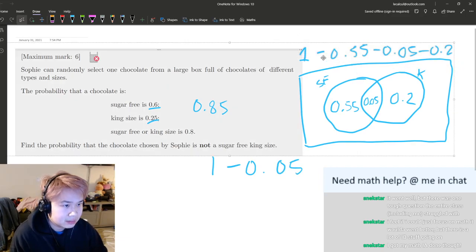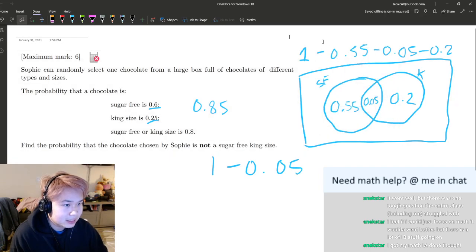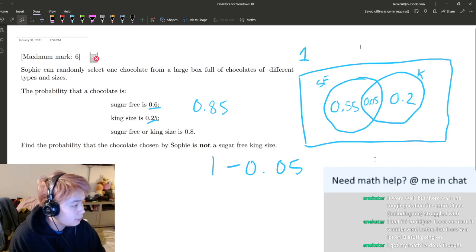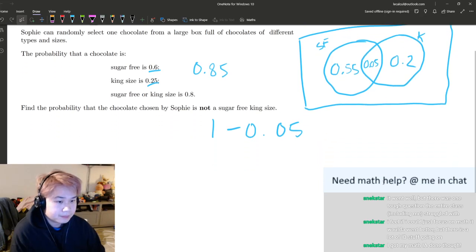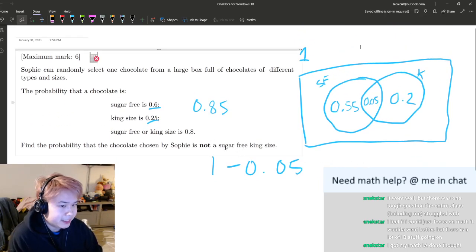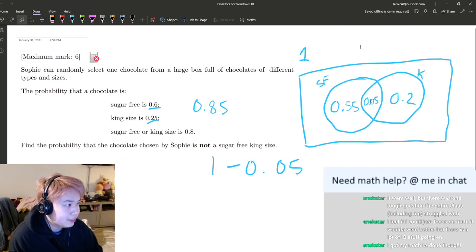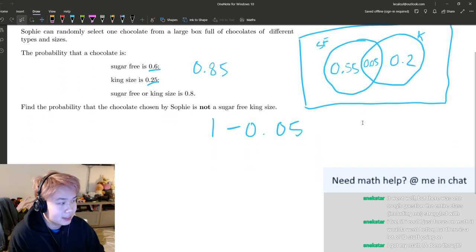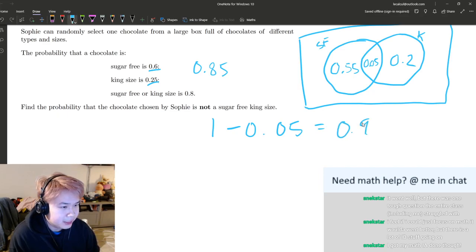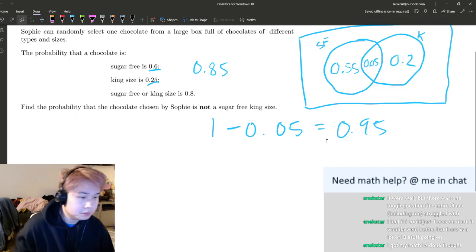So ignore what I said about finding. What I was trying to find out was not sugar-free and also at the same time not king-sized. But this specifically says not sugar-free king-size, so we just take 1 and we subtract the probability of being a sugar-free king-size. So 0.95? Sure.